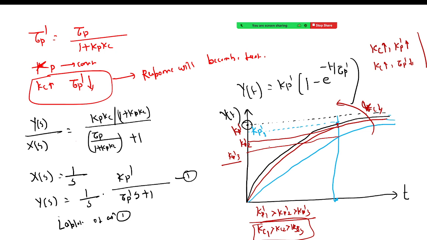So your response becomes very, very fast if you are increasing the gain of the controller, right? So that's the meaning over here. Now, here is what we see when we try to control this, a first order system with a proportional controller.